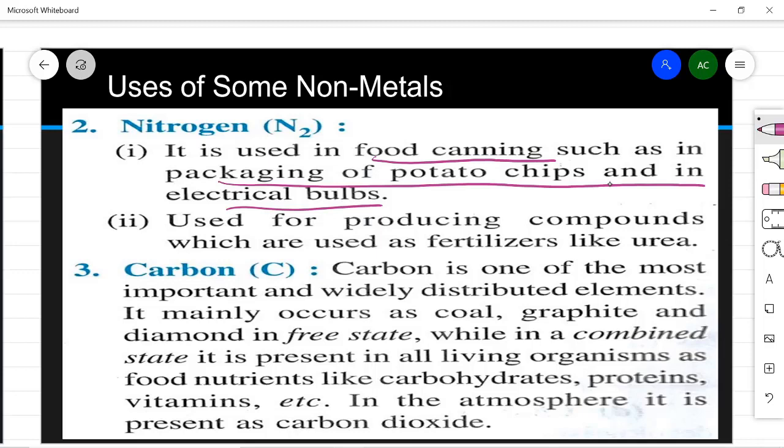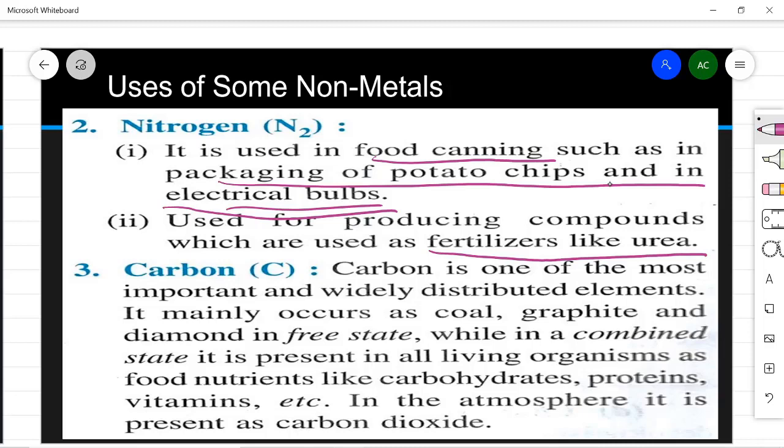Because it does not react, and it is an inactive gas, that is why it is used in food canning. Then it is also used in electrical bulbs, the same reason, because it is inert, it does not chemically react. And it is also used in producing fertilizers like यूरिया. जितना भी फर्टिलाइजर्स है हमारे सब नाइट्रोजन कंपाउंड्स हैं, तो उनको बनाने में हेल्प करती है.